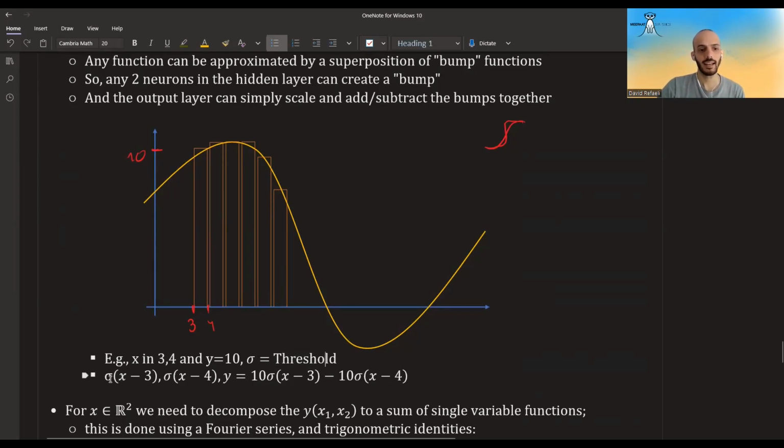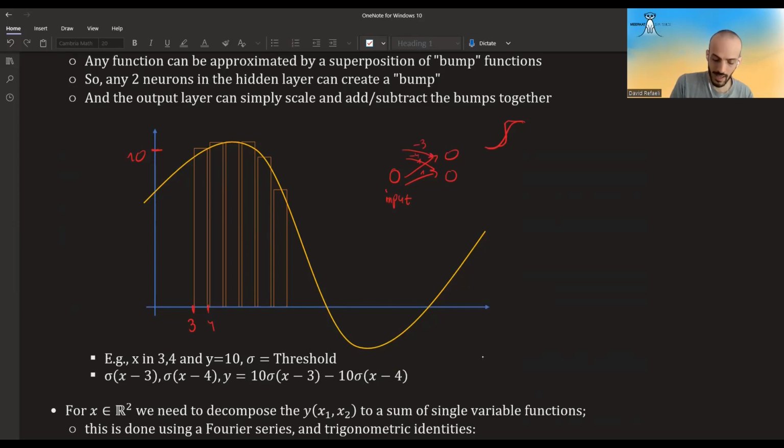We can take one function to be x minus 3 and then the activation, another neuron to be x minus 4 and then the activation, and then the output will just take 10 times the first minus 10 times the second. So we have our input, it's just one value, and then there are two neurons. Both of them have the weights of 1. In one of them, the bias is minus 3. In the other one, the bias is minus 4.